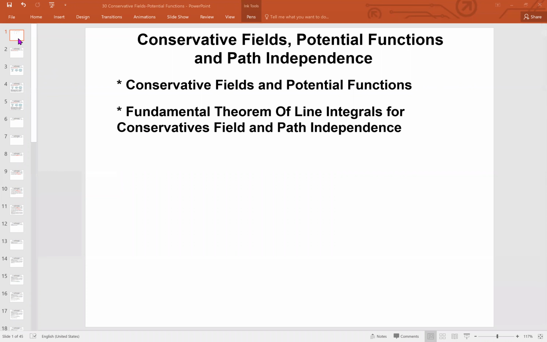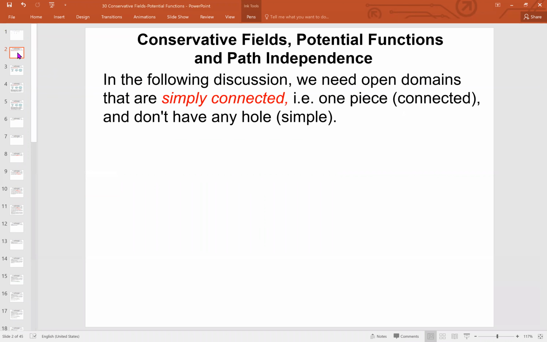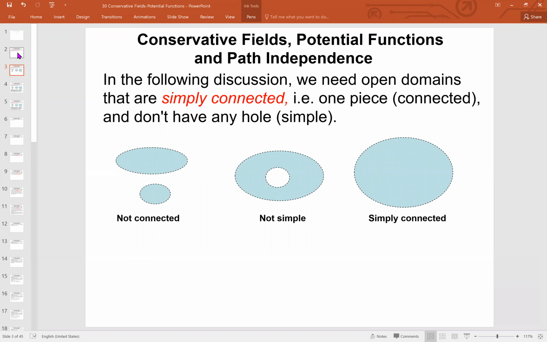Hello, everyone. This is Professor Ma, and this is the introduction of the sections on conservative fields, potential functions, and path independence. In particular, we'll do this in the two-dimensional versions. We have a theorem about partial derivatives of nice functions, z equal to a two-variable function f of x, y, over simply connected domains.